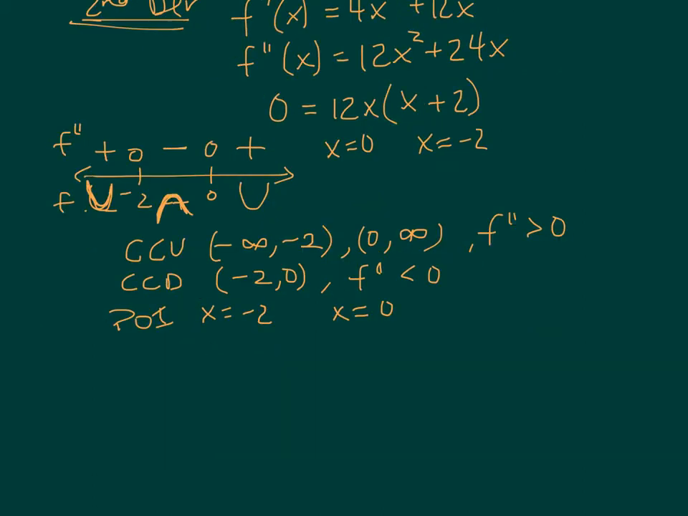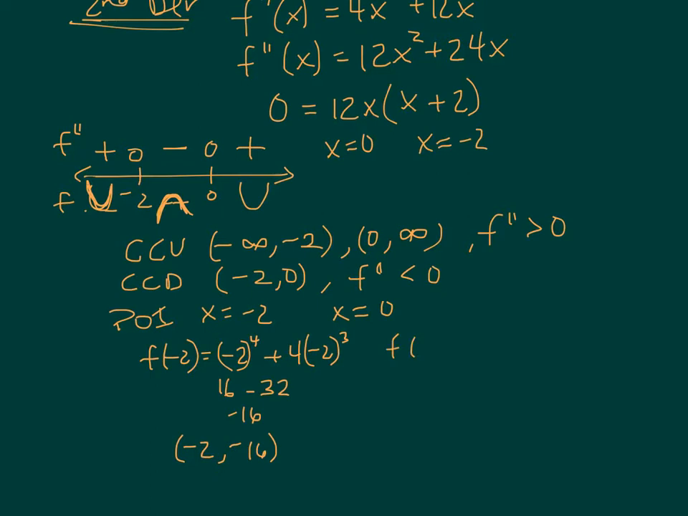Okay, so this means I'm going to go ahead and find out what's f of negative 2, which would be negative 2 to the fourth plus 4 times negative 2 to the third. So this would be 16, and 4 times negative 8 is minus 32. So I get negative 16. So my point here is negative 2, negative 16. And then f of 0 is much easier. We already know that that's 0. So this point here is 0, 0.